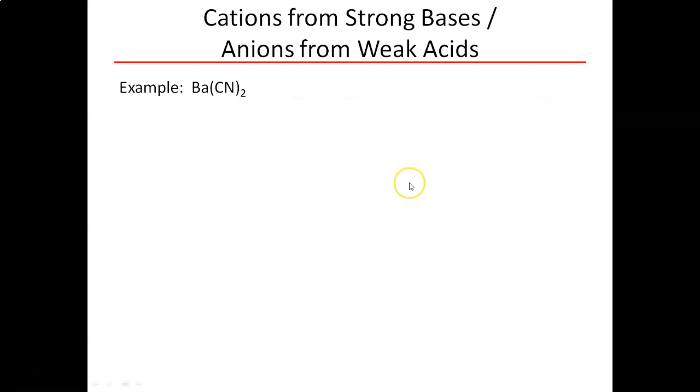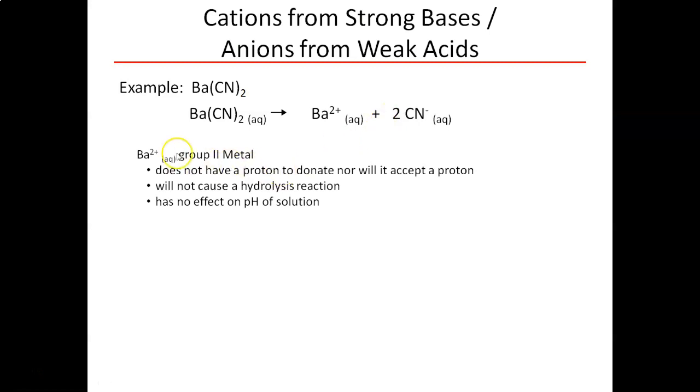So how does this look? Let's look at a specific example. When we're looking at specific examples, first we have to write out our dissociation equation for our salt so that we know what our 2 ions are. After we have that, we know that my barium ion is a group 2 metal. Since it doesn't have a proton to donate, it will not affect the hydrolysis of the reaction. Incidentally, it will not accept a proton either because it's already a positive charge.